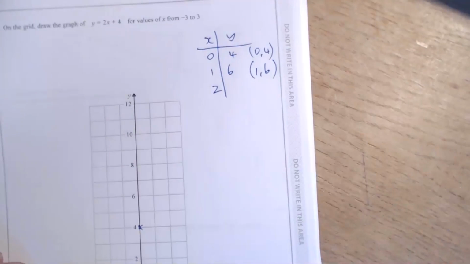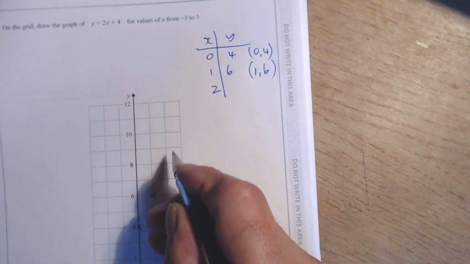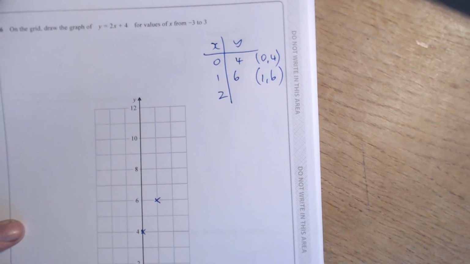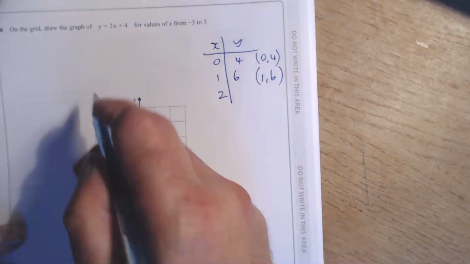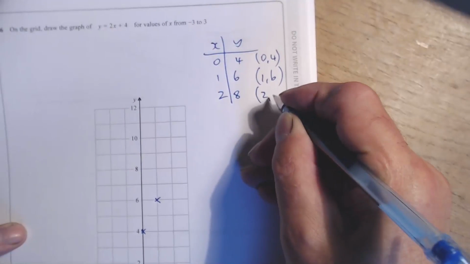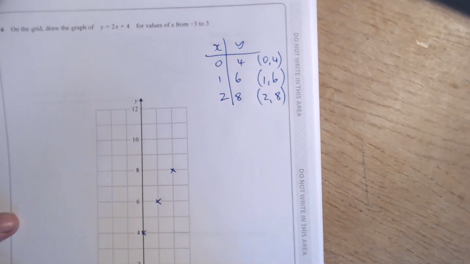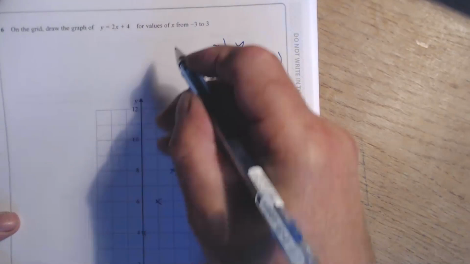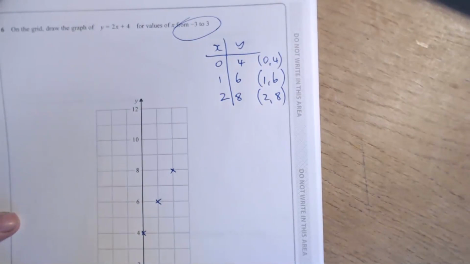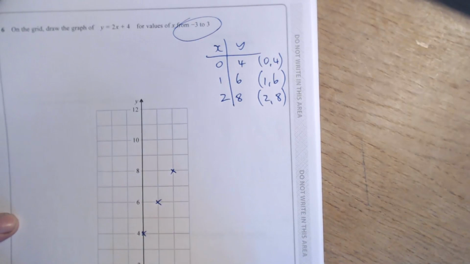So plot the point 1 along, 6 up. And then 1 for luck, I think. I mean, obviously you only need 2 to do a straight line, but I would do 1 for luck. So when x is 2, 2 2s are 4, 4 plus 4 is 8. So we get the coordinate 2, 8. And then just get your ruler out and draw a straight line, but make sure the straight line goes all the way from -3 to +3. So draw a straight line all the way down, but making sure it covers the whole of that graph paper.